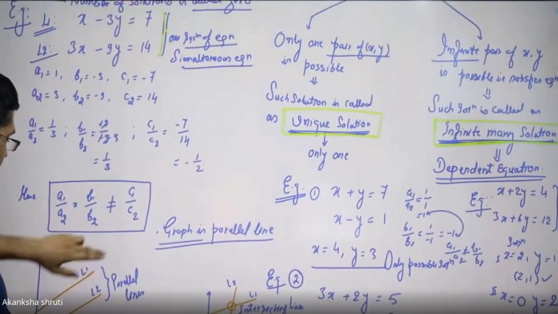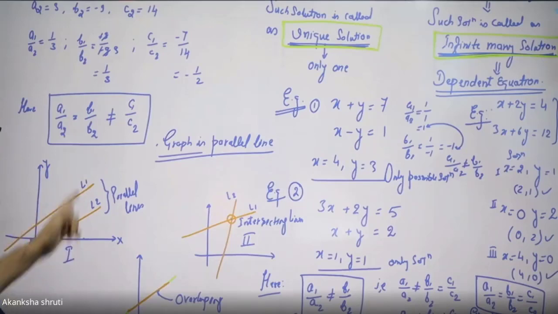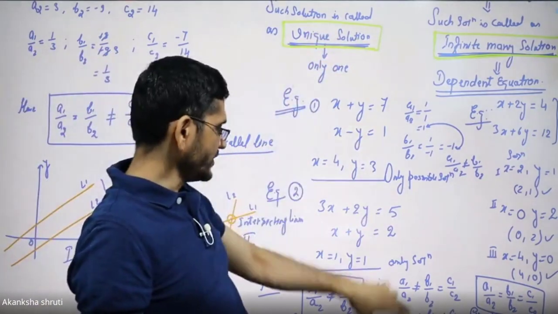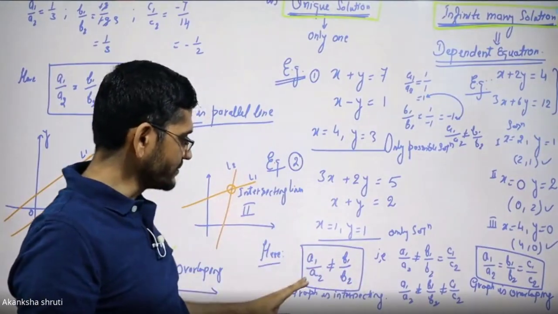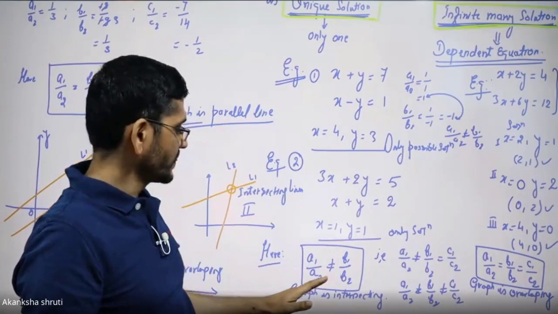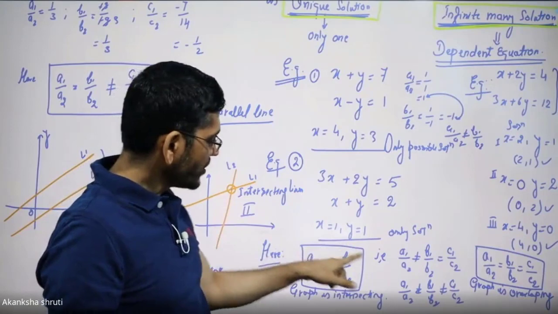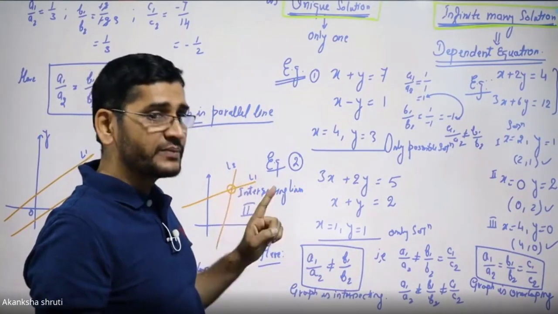Okay, in this case, if we draw the graph of these two lines or two linear equations, we will get that they will be parallel. But if there is a unique solution, for the unique solution, the ratio of coefficients of the variables must be same. Sorry. For the unique solution, the ratio of coefficients must not be equal.